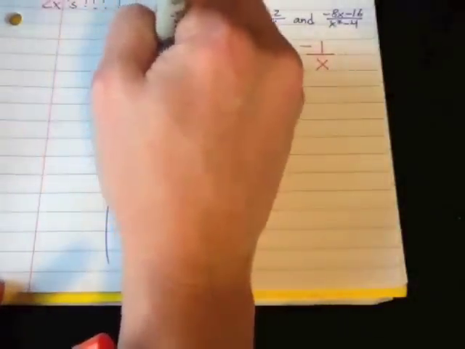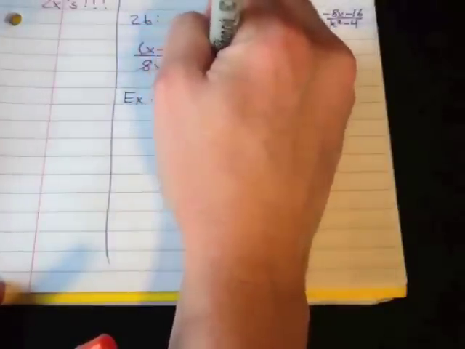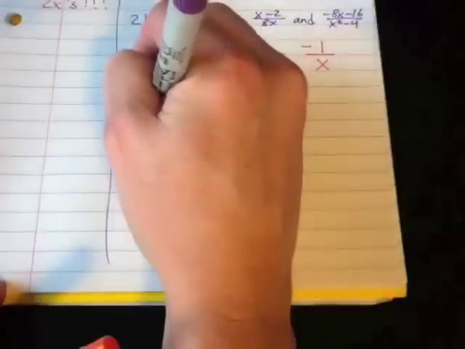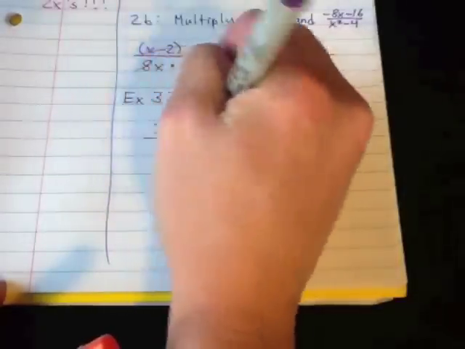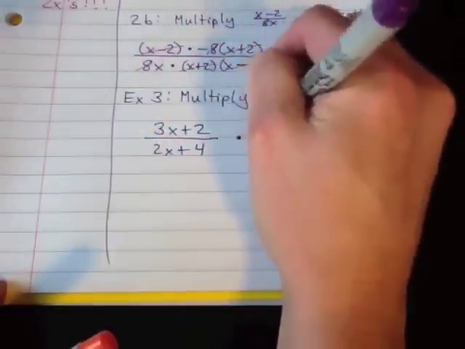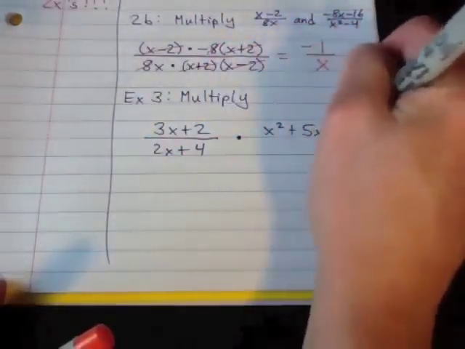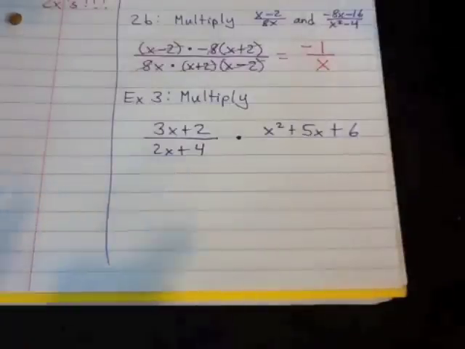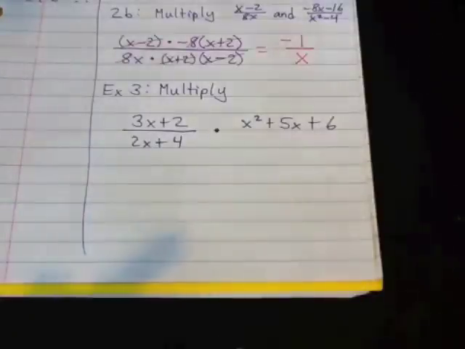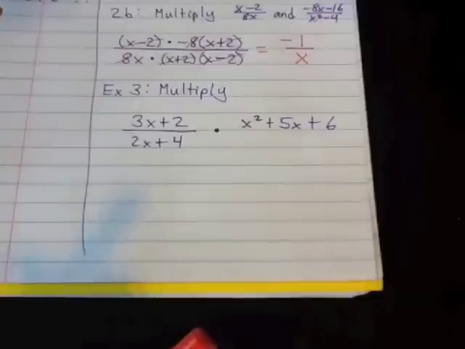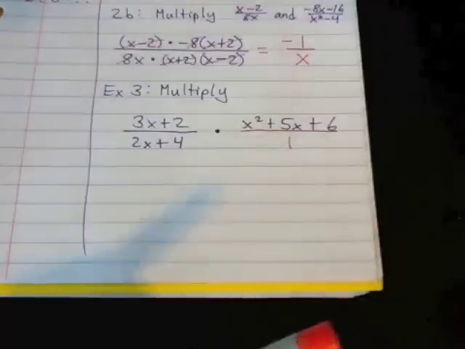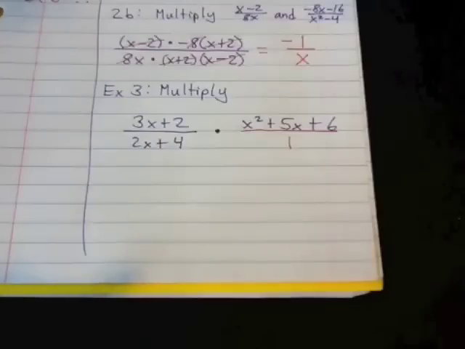Example 3. Multiply 3x plus 2 over 2x plus 4 and x squared plus 5x plus 6. So when they give you a problem like this, you just need to make this trinomial into a fraction. So everyone should have done that by now. You just put it over 1. And now you're going to do the exact same thing.